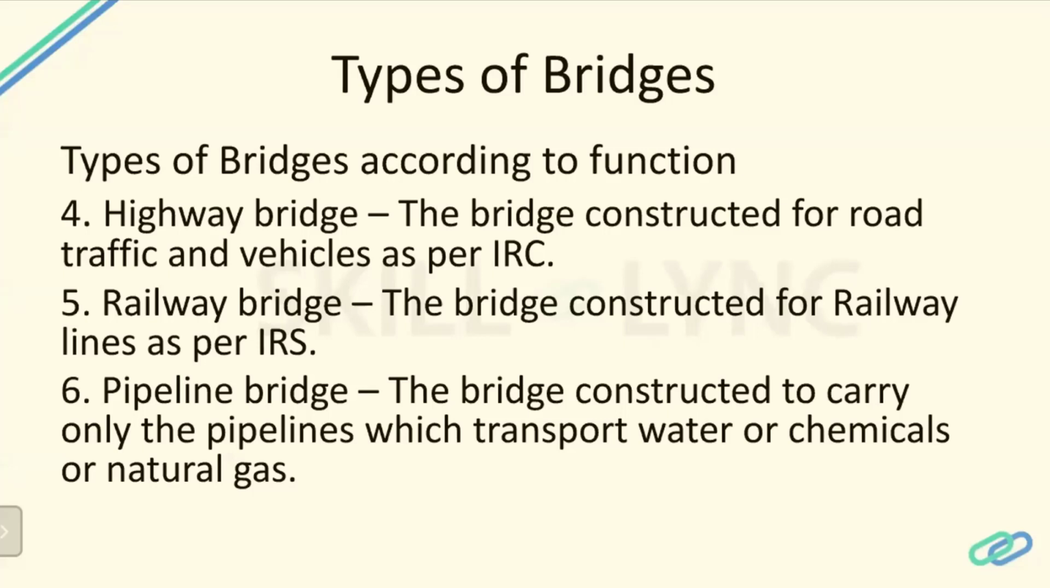Basically, there is a lot of difference between a railway bridge and a highway bridge. The loadings are different, and the approving authority is also different. IRS is called Indian Railway Standards, and it is governed by Indian Railways. And IRC is called Indian Roads Congress, and it is governed by the National Highways Authority of India.